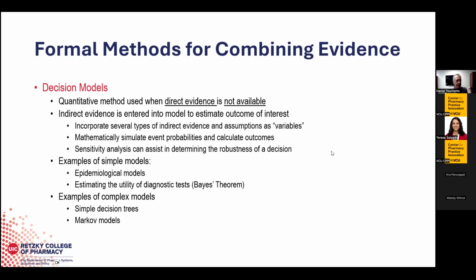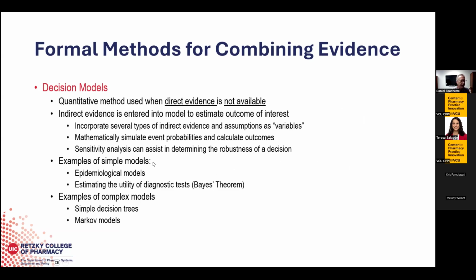There are a lot of different types of decision modeling. We can use decision modeling to combine these different outcomes: cost information, quality of life information, and clinical outcomes of interest, which may all come from different studies. With decision modeling, we can incorporate this indirect evidence and assumptions in the model as variables. We can use mathematical calculations to simulate event probabilities and calculate outcomes. And then we have a whole set of tools that allow us to determine the robustness of our results.